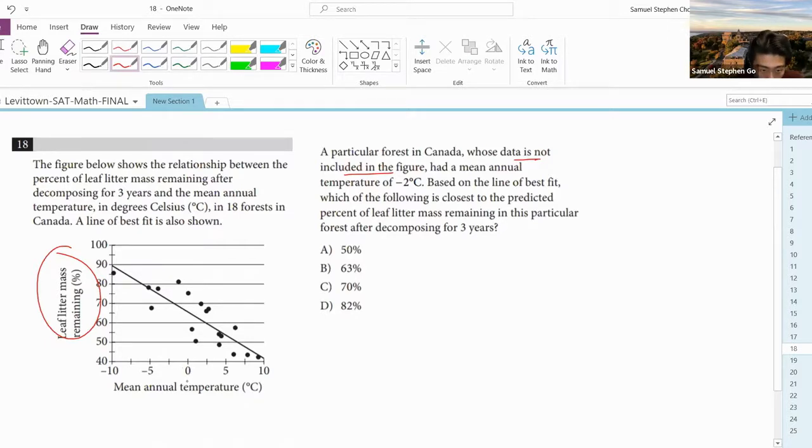So let's see, this is 0. Make sure you're reading your axes properly. This is -5, so this is -2.5. So we're looking around here or so. It doesn't have to be super exact, but we're looking right about here.